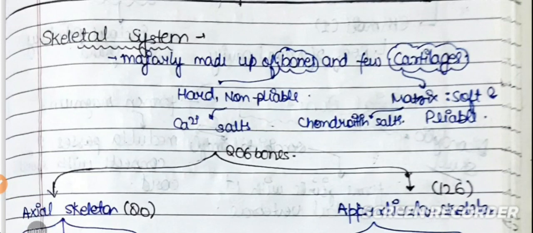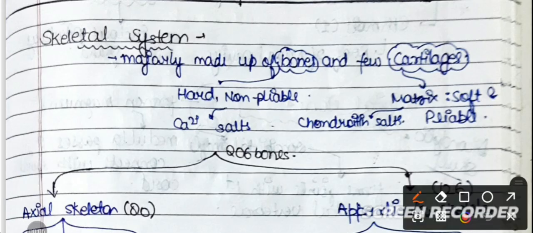So today in this video we are going to talk about what is the skeletal system. The skeletal system is majorly made up of bones and a few cartilages. So what are bones, what are cartilages? We have talked about all of these in the chapter Structural Organisation in Animals, but I'm going to give you just a gist of that. Bones are hard, non-pliable, and the main calcium salt is present in them, whereas the cartilage matrix is soft and pliable, and here chondroitin salts are present.